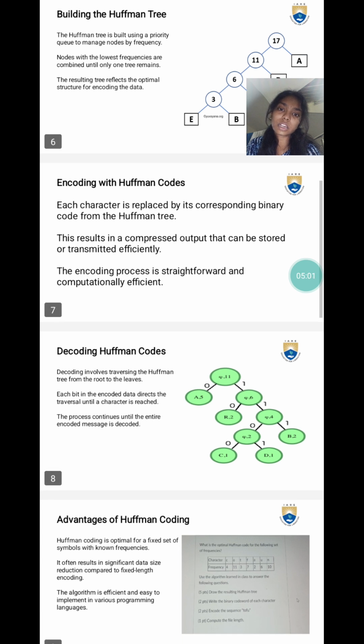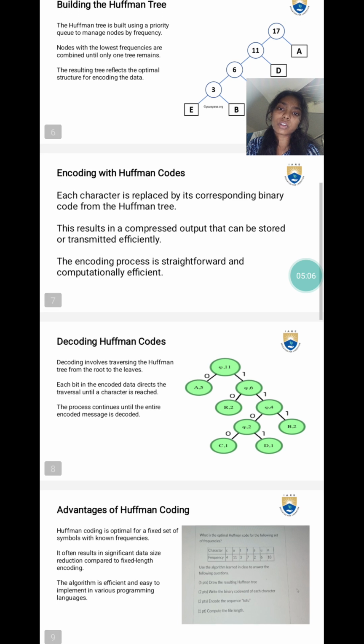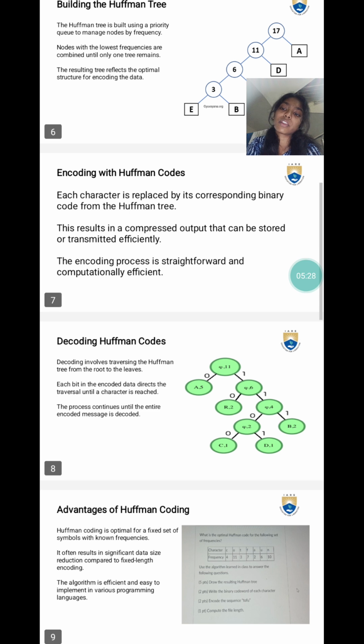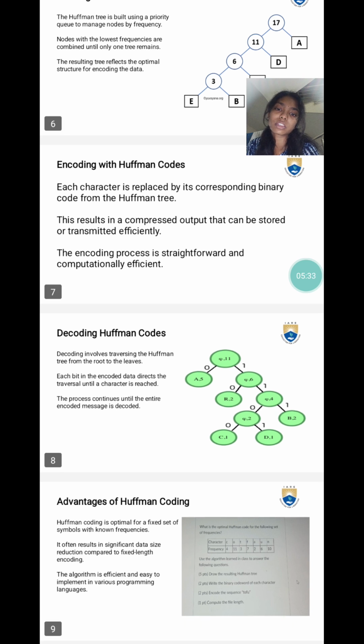This results in a compressed output that can be stored or transmitted efficiently. The encoding process is straightforward and computationally efficient. It is straightforward like decreasing frequencies: when one value is increasing, the other is decreasing, and it happens simultaneously.